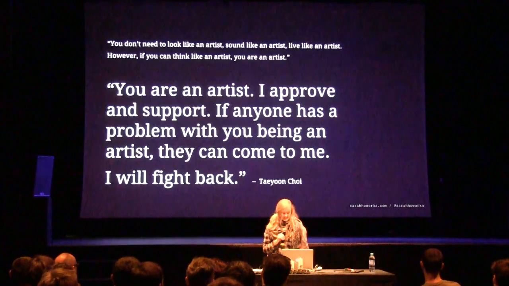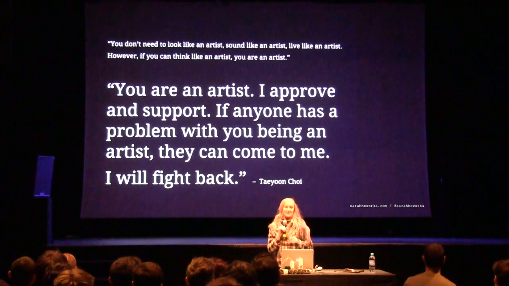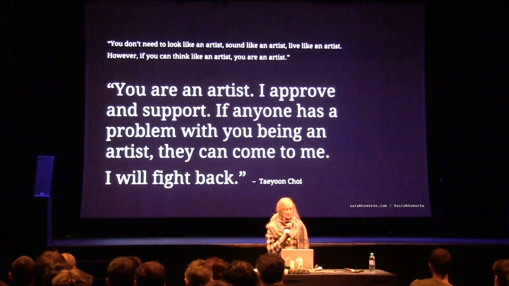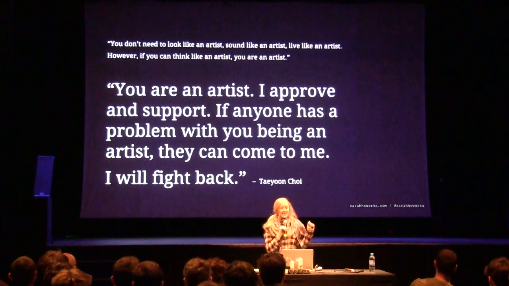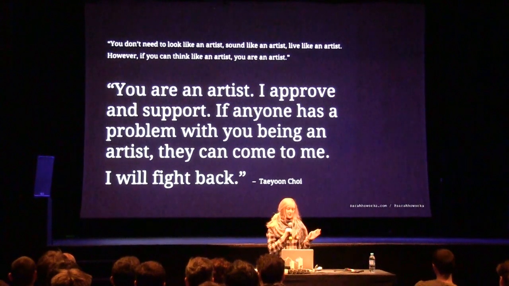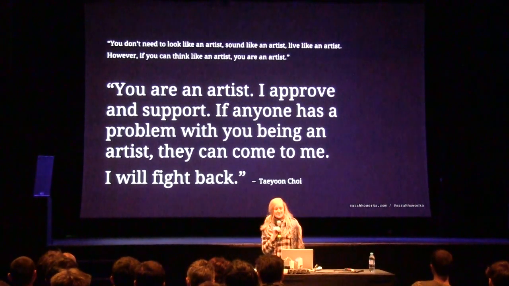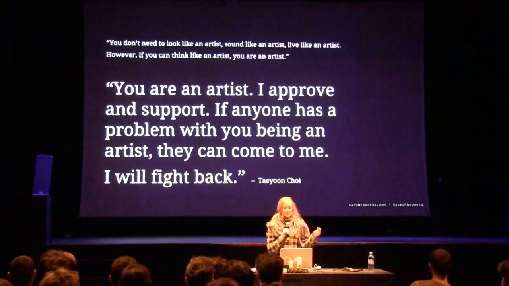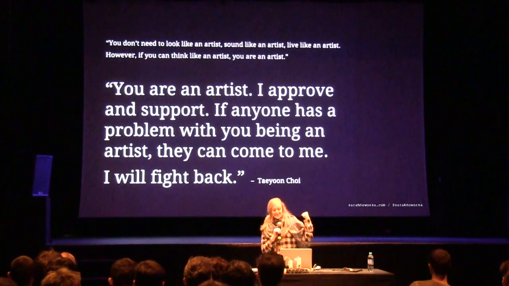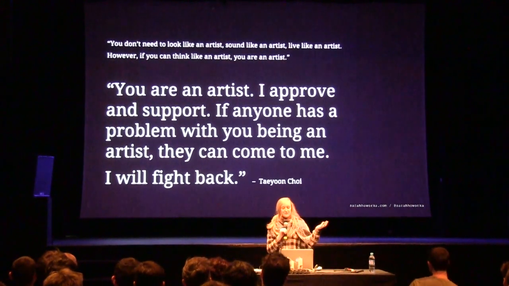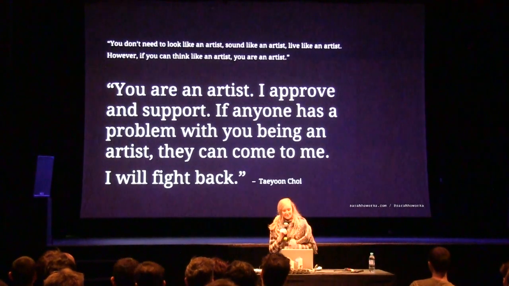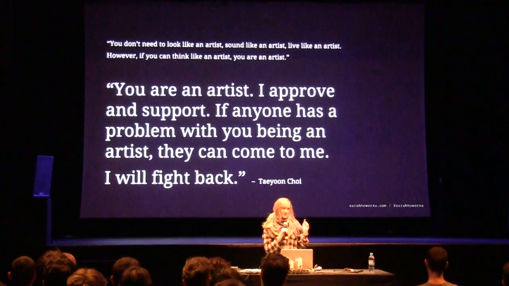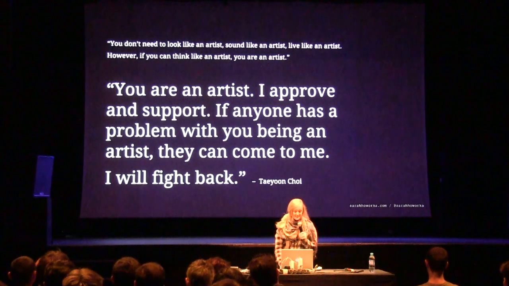And to those of you, I would like to recommend an article written by Taeyun Choi, who's also an artist and a friend, and the co-founder of the school that Zach was talking about earlier, the School for Poetic Computation. And in this article he writes, you don't need to look like an artist or sound like an artist or live like an artist, but if you can think like an artist, you are one. And he also writes, you are an artist, I approve and support, and if anybody has a problem with that, you can bring them to me and I will fight back. So I really, really like that. So if you're kind of insecure about that, you should really read that. It's called Some Things I Wish Someone Told Me When I Began Making Art.